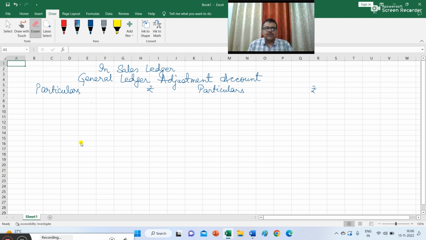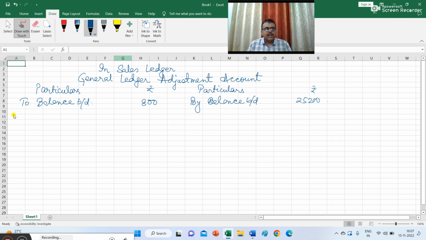Here I have prepared the structure of the general ledger adjustment account as would appear in the sales ledger. The opening balances of debtors have been given, so we have to record them first. So I am writing on the credit side the debit balance as by balance BD 25,200, and on the debit side I have to write the credit balance, as I am preparing the general ledger adjustment account in the sales ledger. So here I have to write to balance BD 800 rupees.